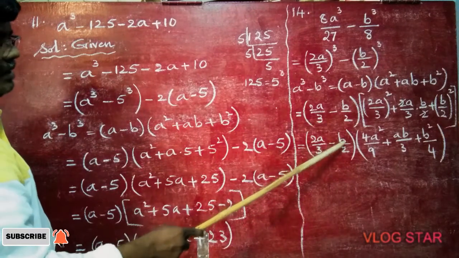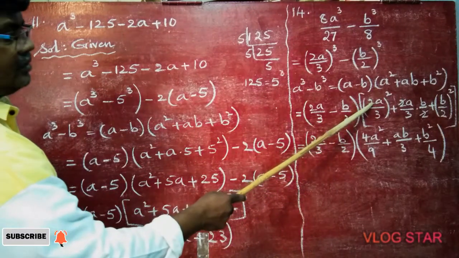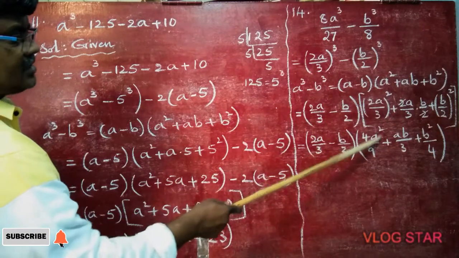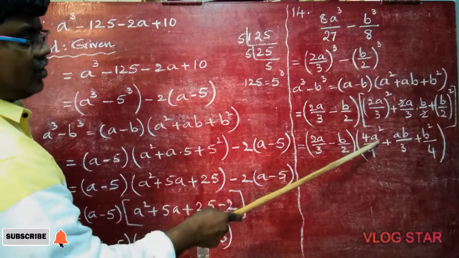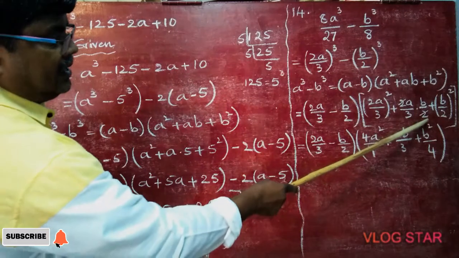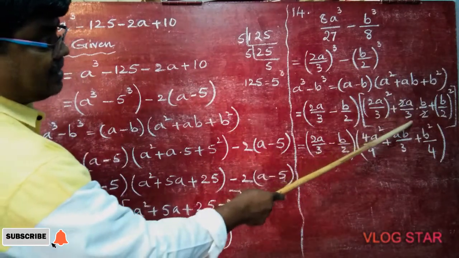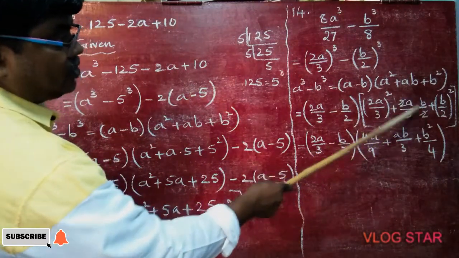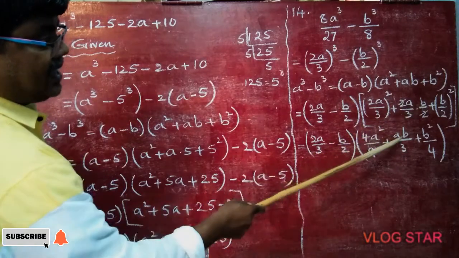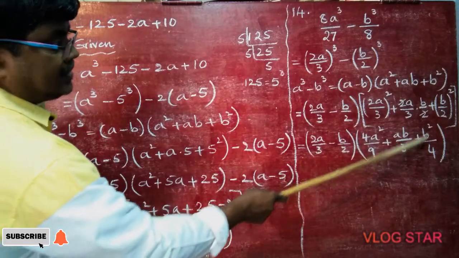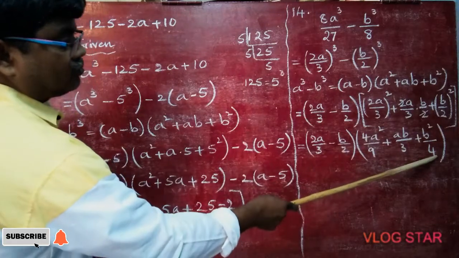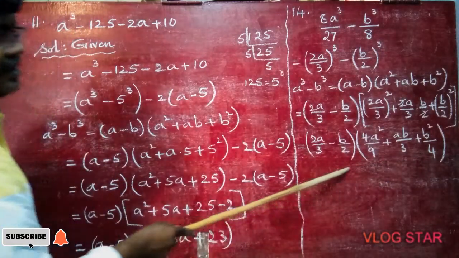Now simplify. 2a by 3 minus b by 2 as it is. Here 2 2s are 4, a square. So 4a square, 3 3s are 9. So 4a square by 9. If any simplification is there, this is multiplication. You can simplify it. Here 2 goes into 1 time. So 1ab is ab. ab by 3 plus b square by 4. 2 2s are 4. So this is the final answer.